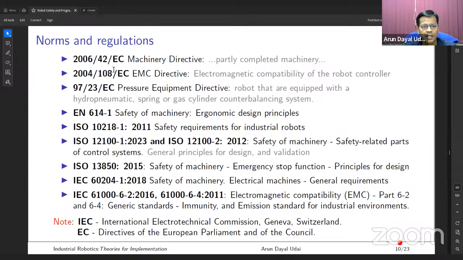You see, there are many standards which industrial robots actually use. Try to get hold of these safety documents. You can just Google them. A summary is available over the internet, but for the full document, maybe your institute has access to them, or if you are in an industry, you can have that access also. Yes, so these are some norms that I'll be covering.